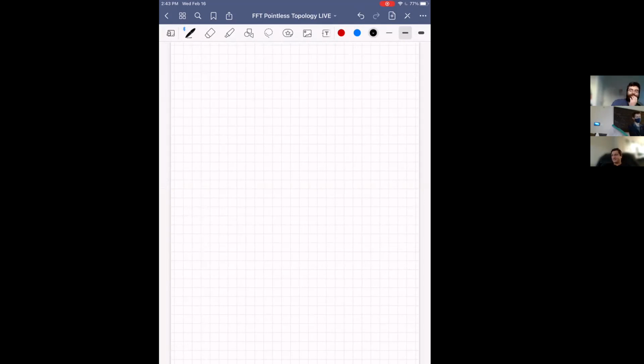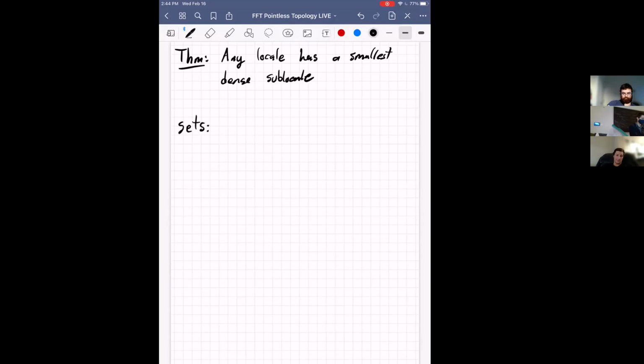I myself am fine using the axiom of choice and all of that. But there is one theorem that is pretty cool about these guys, which is the following. Any locale has a smallest dense sublocale. If I'm thinking about sets or topological spaces, it's pretty easy to come up with two dense sets whose intersection is empty.